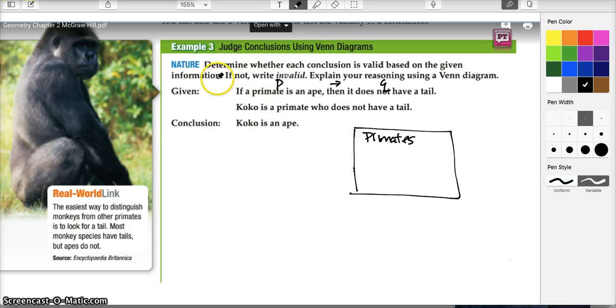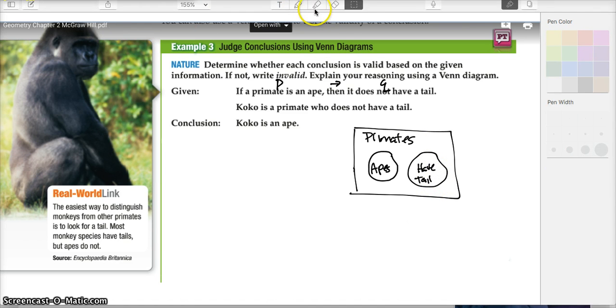So if a primate is an ape, then it does not have a tail. In this statement, we see that we're dealing with primates, and we're dealing with some primates that are considered apes, and we're dealing with some primates that have tails. And we know that there's no overlap between these two groups, right? There's no overlap between apes and tail-having primates.